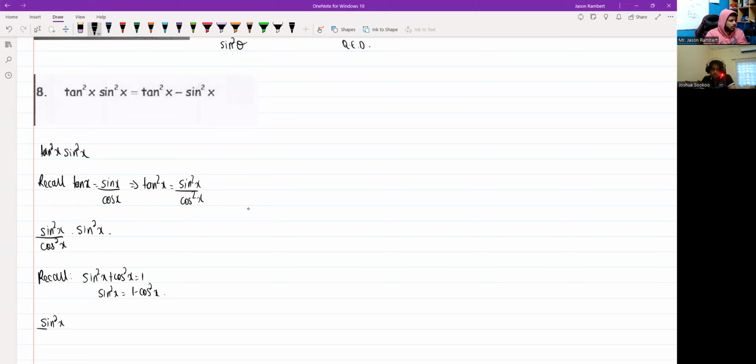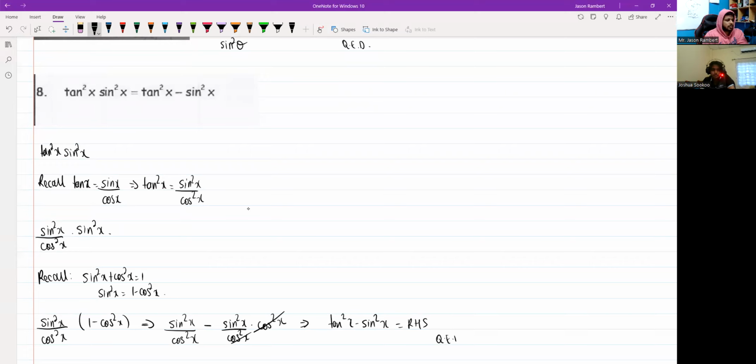Sine squared x over cosine squared x multiplied by 1 minus cosine squared x. Expand the bracket. I get sine squared x over cosine squared x minus sine squared x over cosine squared x multiplied by cosine squared x. You cancel with you. Already have the identity above. This is tan squared x minus sine squared x. It's the right-hand side. QED.